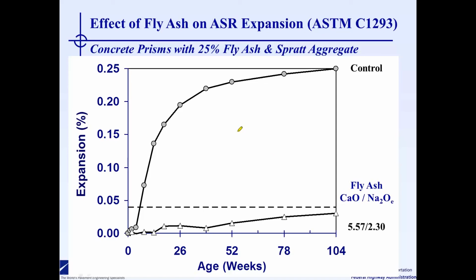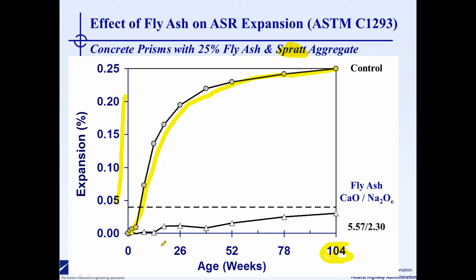Let's look at some real data now, and this is data from a concrete prism test, so we can see the data goes out to 2 years. We have expansion up here. This is the control sample with no SCM at all. We have the siliceous limestone aggregate here. For those of you who are familiar with ASR testing, this is the commonly used Spratt aggregate.